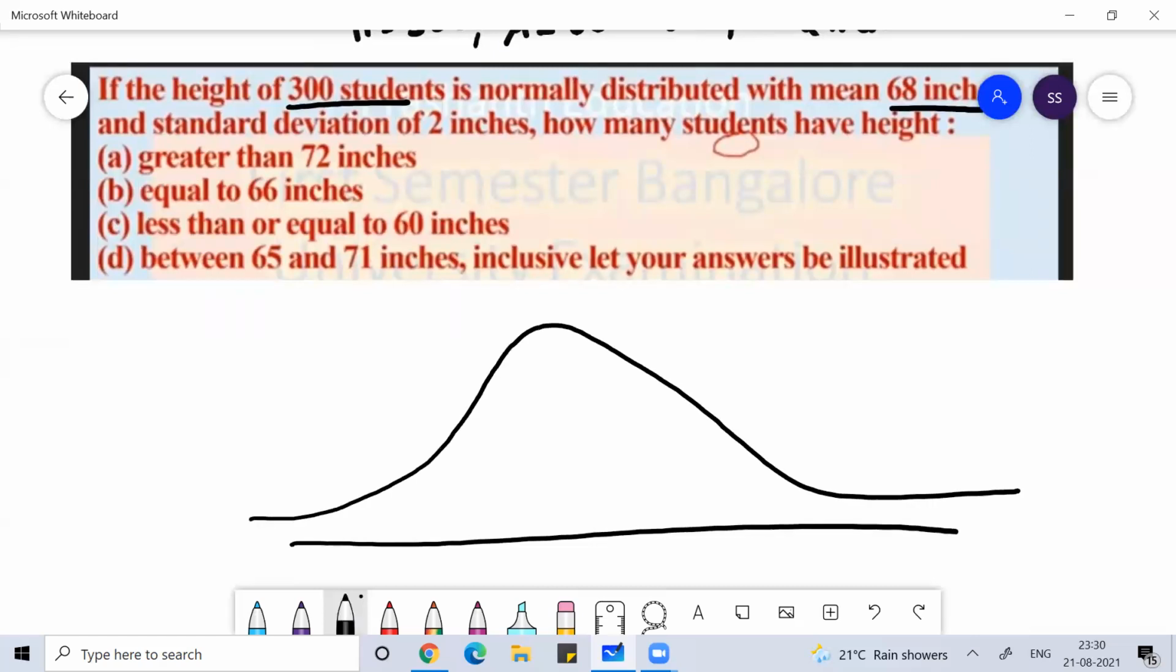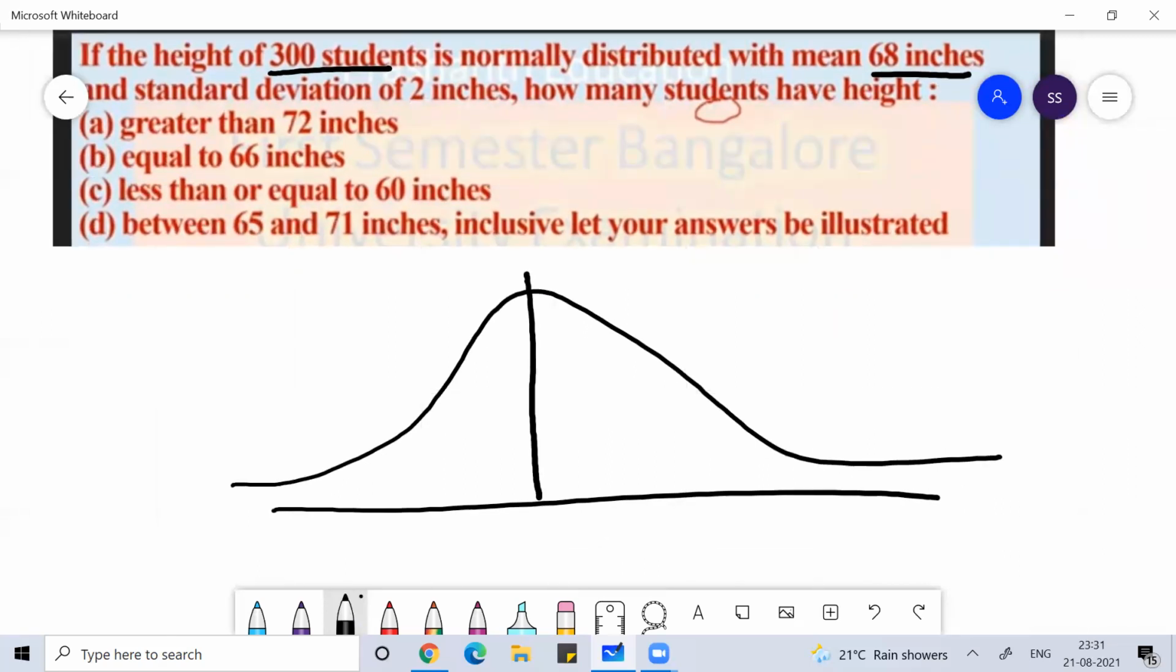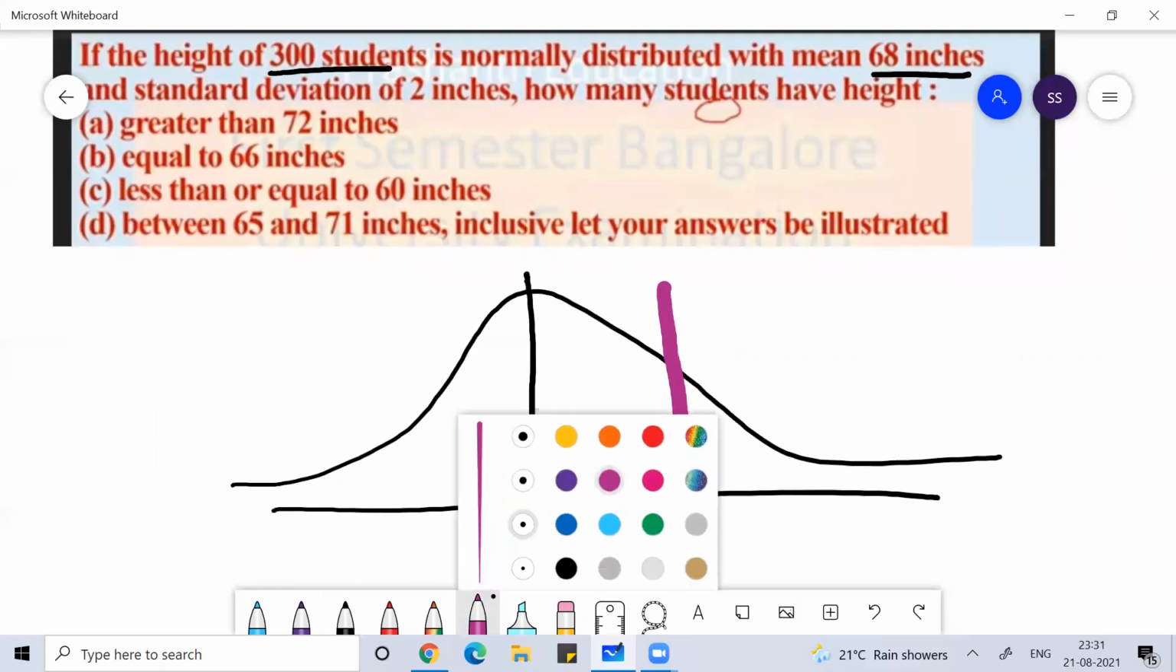When you draw the normal distribution curve, you can understand that 50% of the total area lies on the left hand side and 50% lies on the right hand side. The population mean is 68 inch, and the standard deviation is 2 inch. The question is how many students have a height greater than 72 inch. So 72 will lie on which side? 72 lies on the right hand side of the population mean, right?